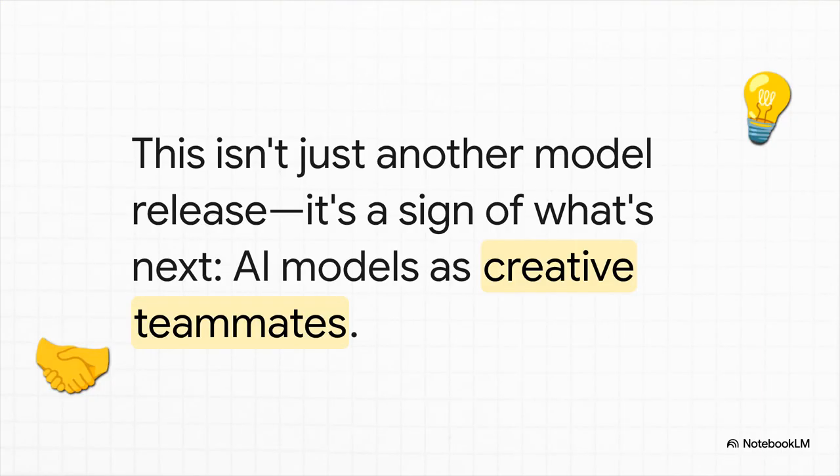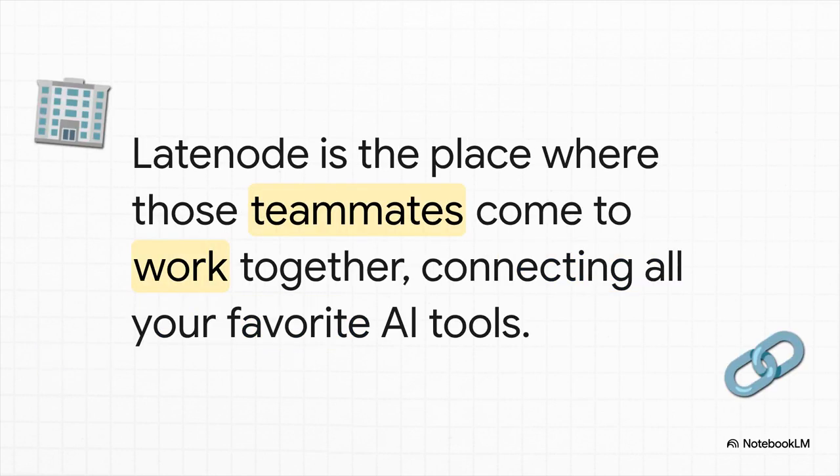See, the next wave isn't about AI replacing us. It's about AI models becoming our creative teammates. They're these specialized partners we can collaborate with to bring our ideas to life faster and more imaginatively than we ever could before. And if these AI models are your new teammates, then an automation platform like Latenode is the office or the digital workspace where they all come together. It's the central hub that connects tools like ChatGPT, Stable Diffusion, and now Nano Banana into one unified, powerful workflow.